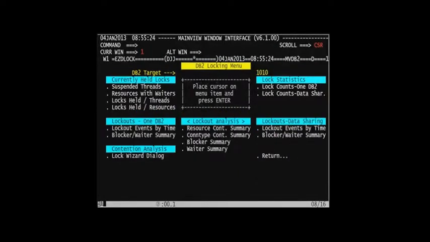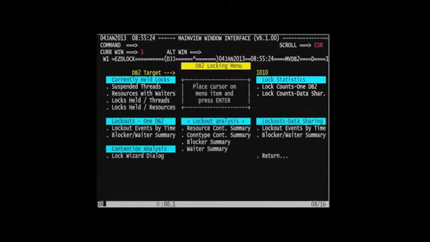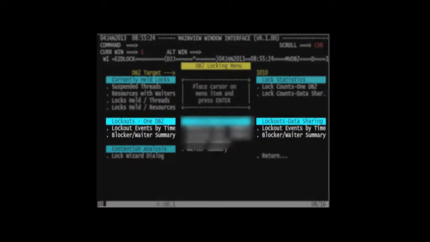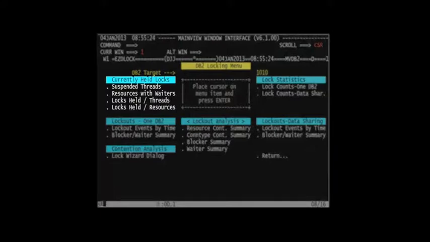The MainView DB2 locking menu is broken down into a number of sections. Currently held locks, lock statistics, this is from a system level perspective, lockouts, one for a DB2 and one for a data sharing environment, lockout analysis, and lastly, contention analysis. If I look under current held locks, I have a number of choices.